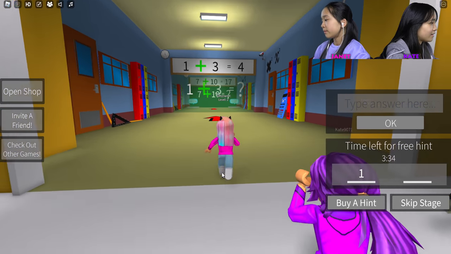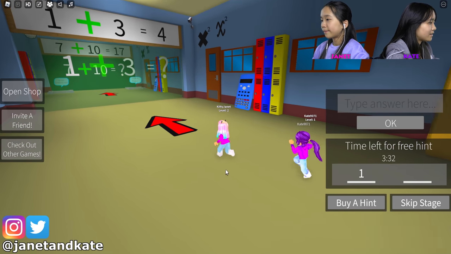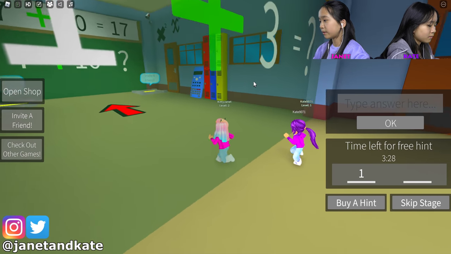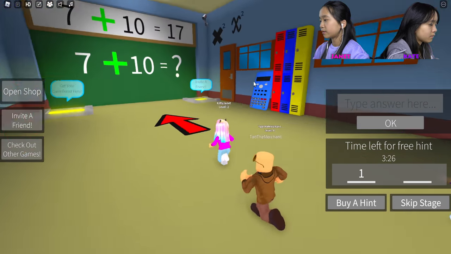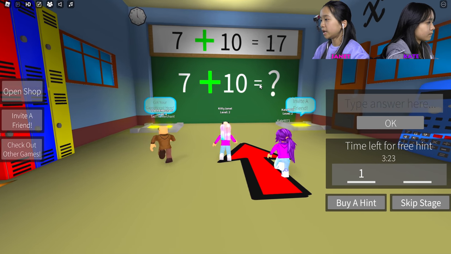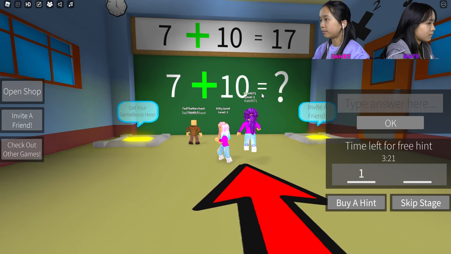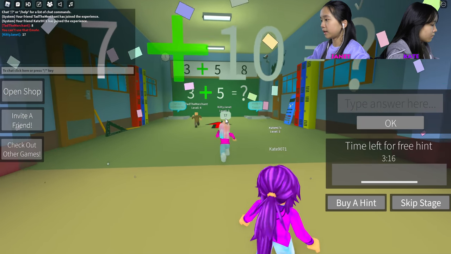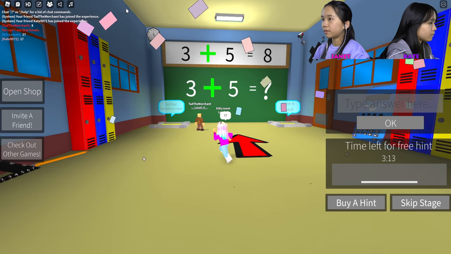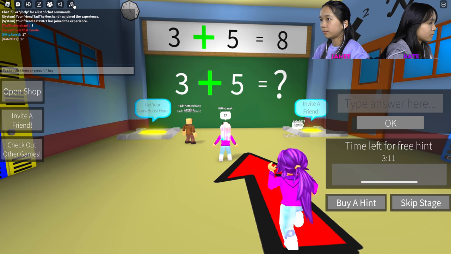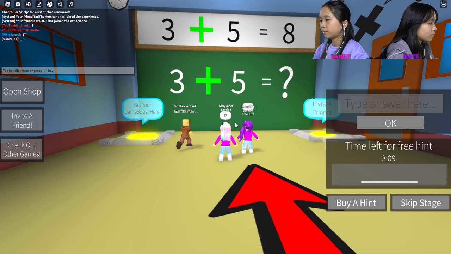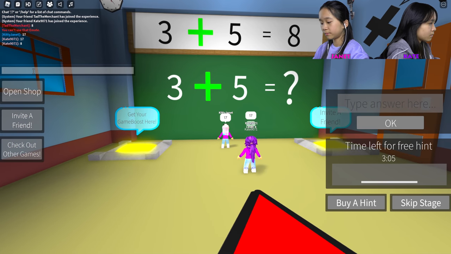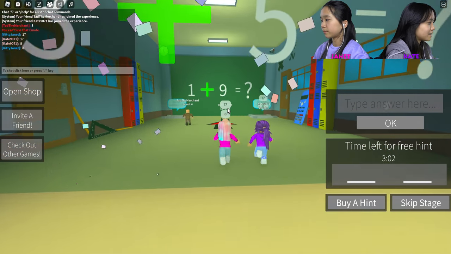Okay, so this first one doesn't count because it gives you the answer. So I'm just going to walk straight through. Okay, this is the second stage. It gives you the answer again, so I'm going to type it in the chat. 17. Okay, let's go. This one gives you the answer too. It's number 8. Okay, here it is.